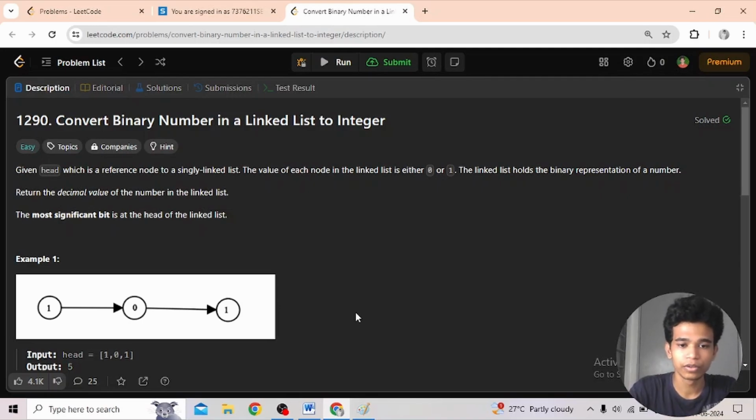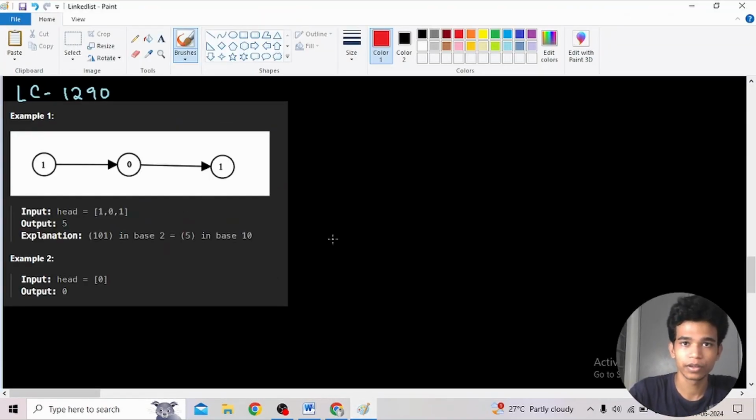Okay. So let us see first what is meant by binary representation. In binary representation, we represent in base form, that means in zeros and ones. A number that can be represented in 0 and 1.